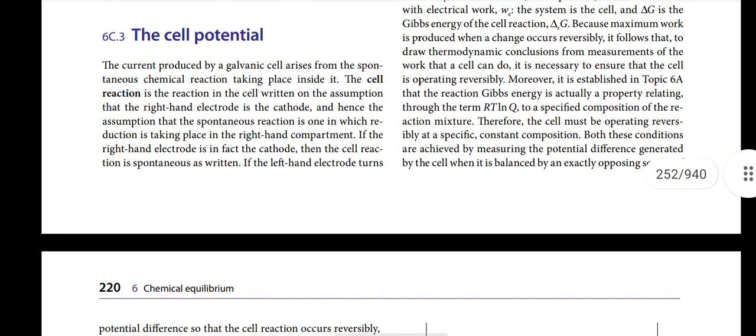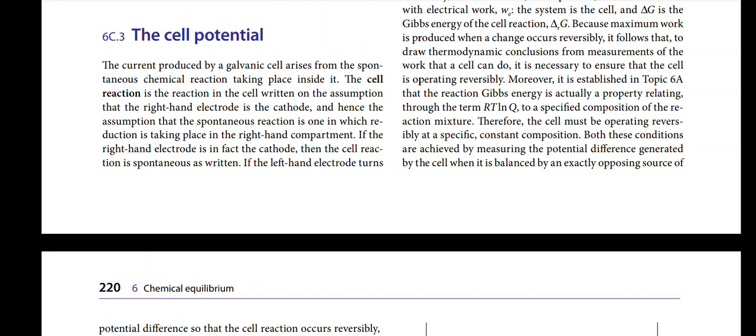The cell potential. The current produced by a galvanic cell arises from the spontaneous chemical reaction taking place inside it. The cell reaction is the reaction in the cell written on the assumption that the right hand electrode is the cathode, and hence the assumption that the spontaneous reaction is one in which reduction is taking place in the right hand compartment. If the right hand electrode is in fact the cathode, then the cell reaction is spontaneous as written.